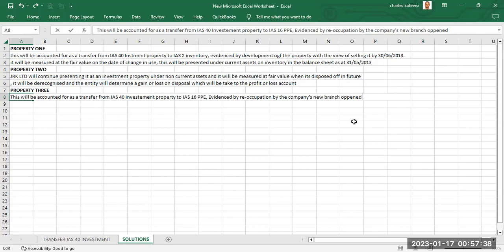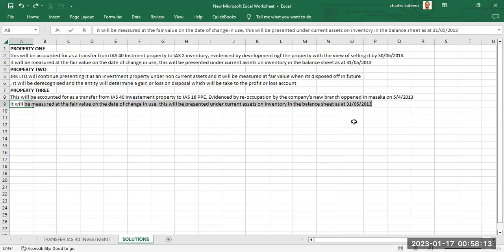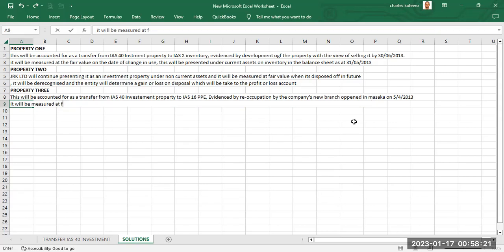Opened in Masaka on 5th April 2013. Then we try to look at how it is going to be measured. It will be measured at fair value on the date of change in use.